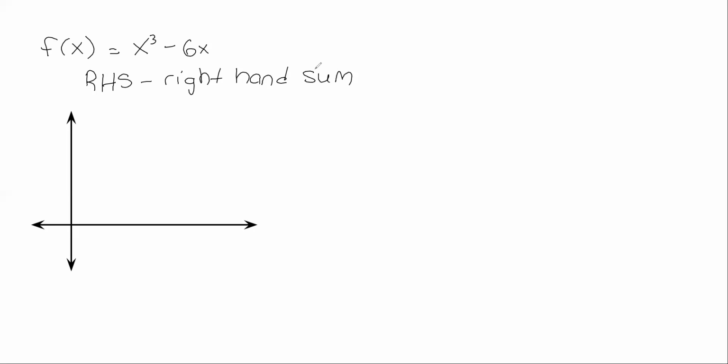And these are just values the book gave us to work with. So we're doing a right-hand sum. We have A is 0. We have B is 3. And we have N is 6.